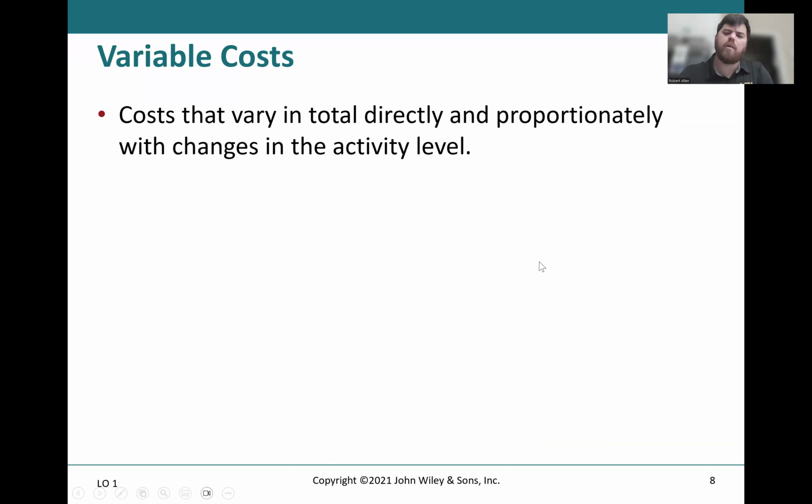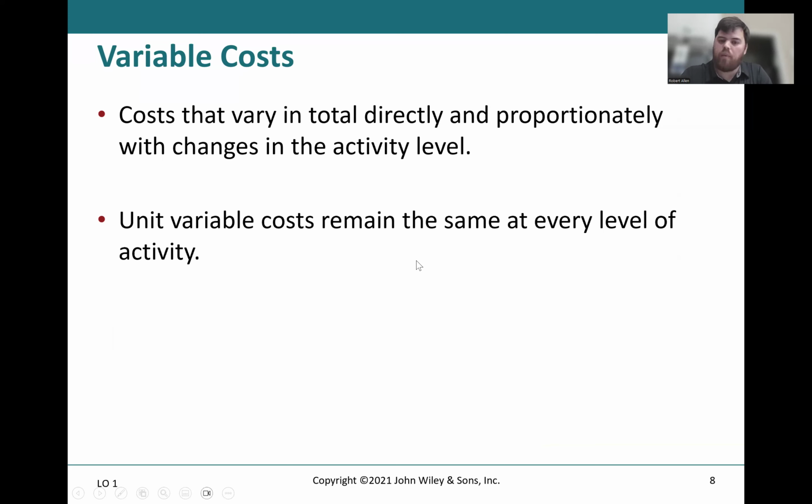So in this case, variable costs, as we've talked about, are costs that vary in total, directly and proportionately with changes in the activity level, and unit variable costs will remain the same at every level of activity. Now, you say, Mr. Allen, I don't agree with that. Some companies receive bulk quantity discounts, etc. And I say, you are absolutely right. They do. And we could absolutely implement something like that.